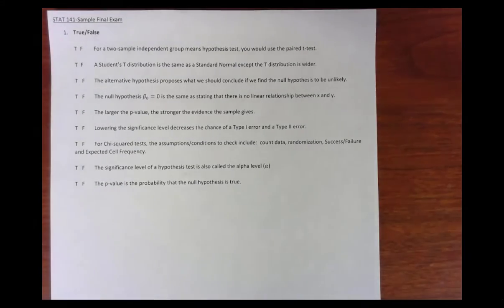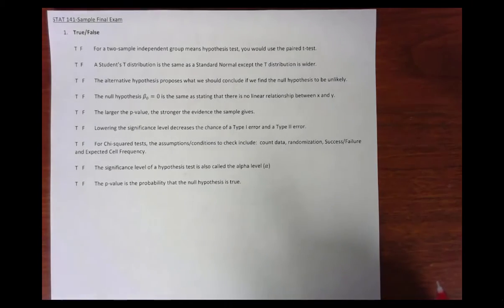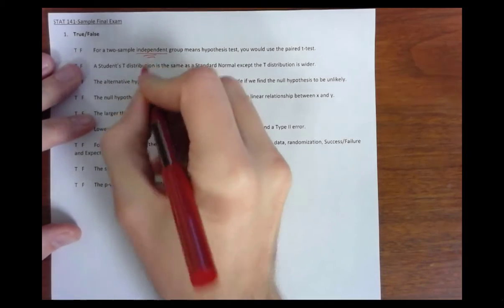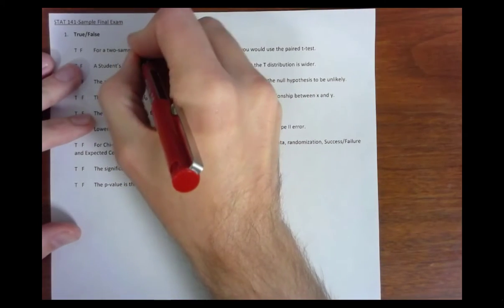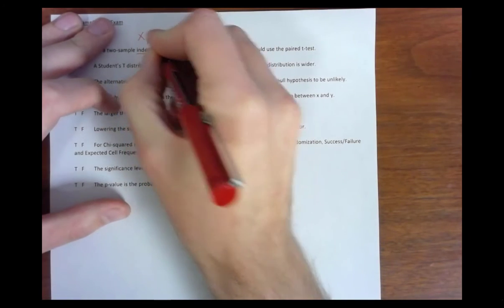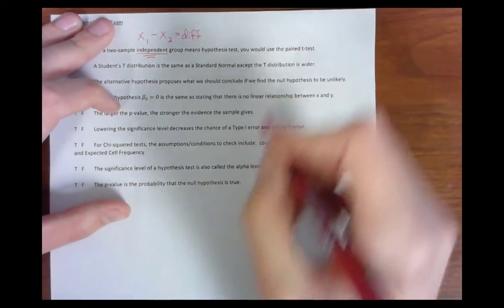So we're going to go through the true and false questions first. First question asks, for a two-sample independent group means hypothesis test, you would use a paired test. The key word here is independent. So what we're looking for is we want to find someone in the first group we can compare with someone in the second group, so we can subtract them and find the difference for a paired test.